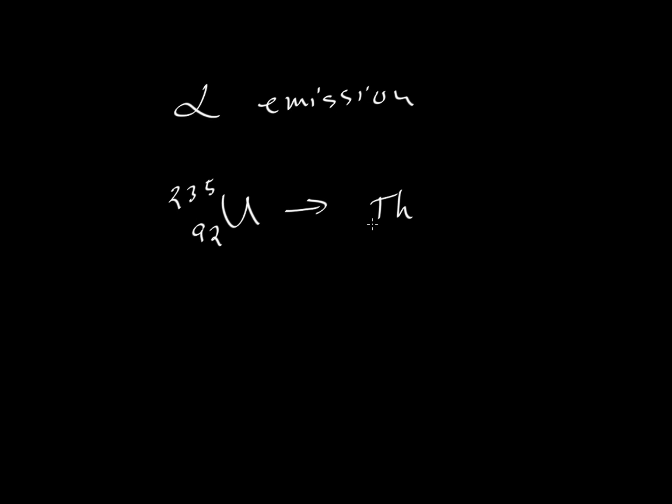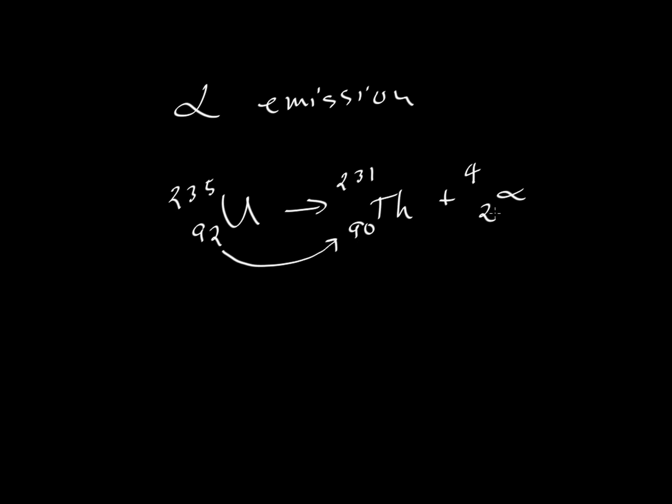And then finally, we'll have something that we'll call alpha emission, and we'll take an example that's very important in geology. We have uranium-235 with an atomic number 92, and it can decay into thorium with an atomic number 90 and a weight of 231 plus an alpha particle. And again, this is the equivalent of a helium nucleus with 2 protons and 2 neutrons, so a total atomic weight of 4.